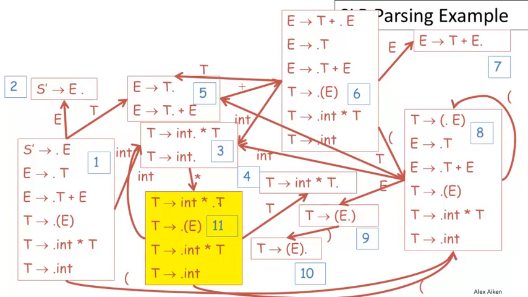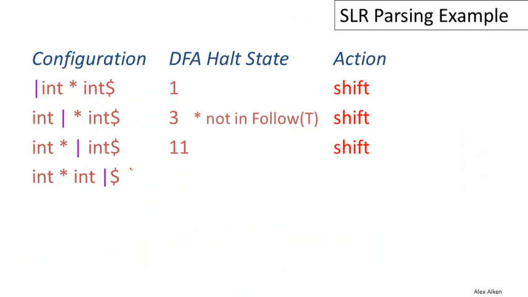There are no items with the dot all the way at the right end. So the only possibility is a shift. And we could shift if the upcoming input is an open paren, which it's not. More usefully, we could shift if the upcoming input is an int, which is exactly what we see. So the DFA terminates in state 11, and the move in that state is to shift.